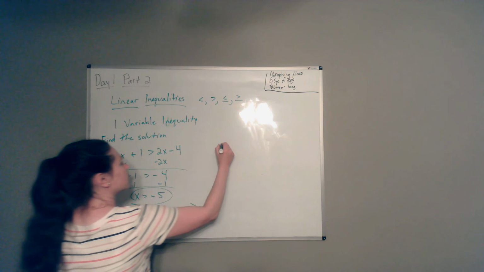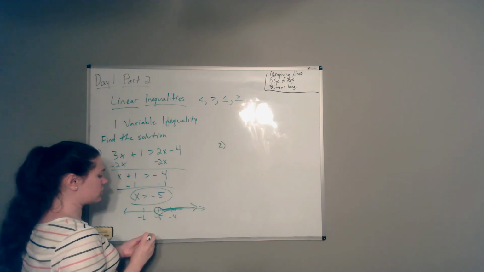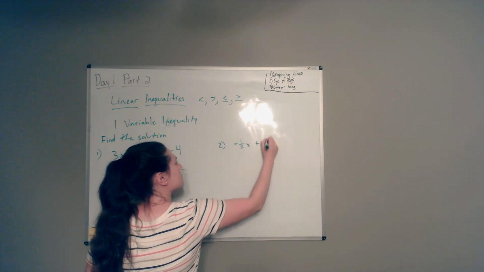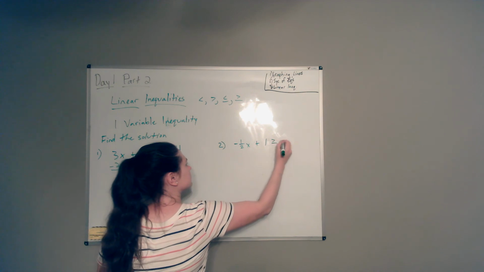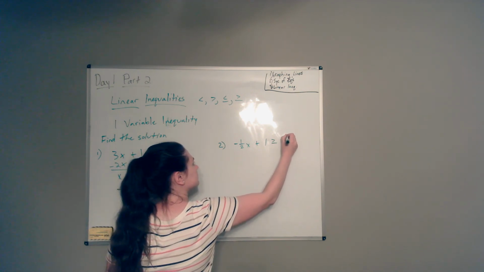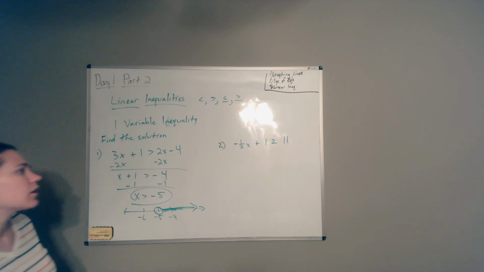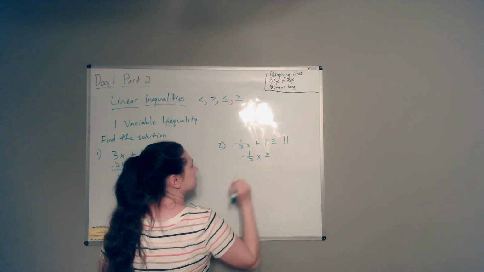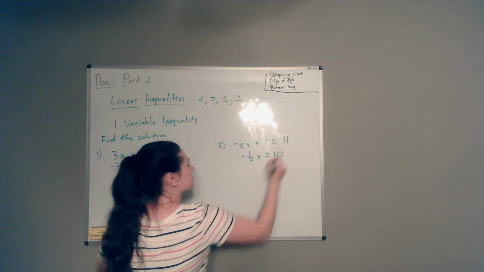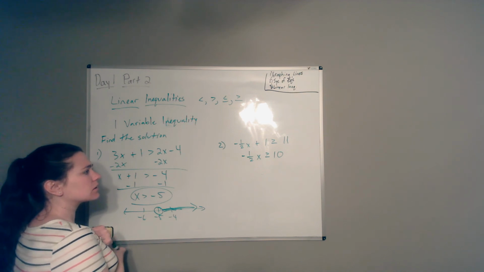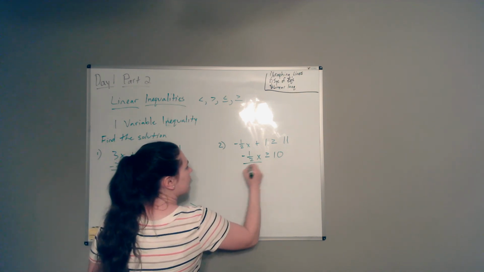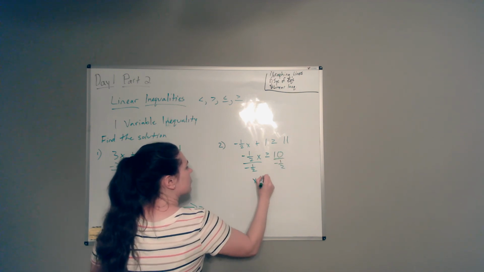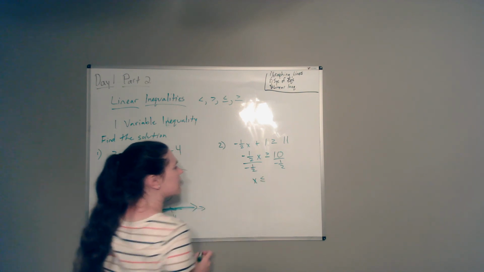So, number 2, we'll do that. First thing, I'm going to take away 1 from both sides. And that's going to give me 10. And now I want to divide by -1/2. I just divided by a negative, so that means I have to flip the symbol. Instead of being greater than or equal to, it's less than or equal to.